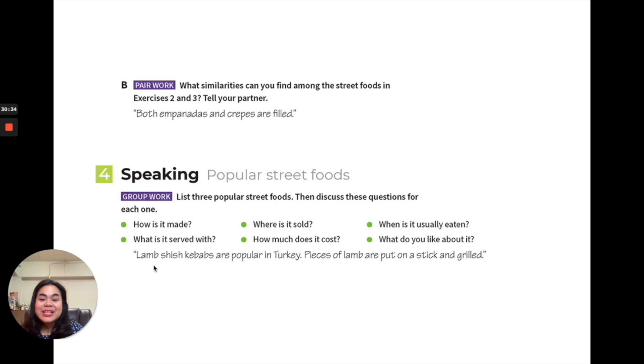Okay, so this is the example when you have to explain, okay? You need to say the name of the dish first. Lamb shish kebabs. Oh, what's that? Well, read this. Lamb shish kebabs are popular in Turkey. So you need to say the origin first. See, Tokyo is very popular in Thailand. ขนมโตเกียว, not the city Tokyo. See, for example. And how do you cook this? What does it look like? Well, pieces of lamb, use passive voice. Pieces of lamb are put on a stick and grilled. See, this is how you explain it. Use passive voice to describe the food, how it is made. Okay?